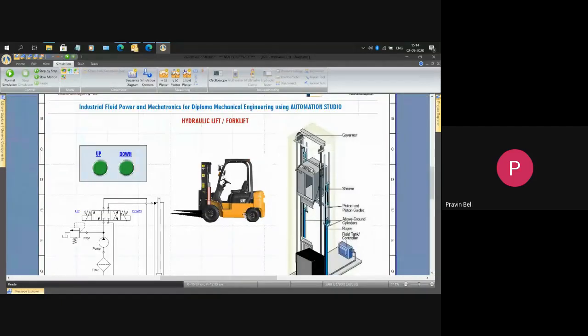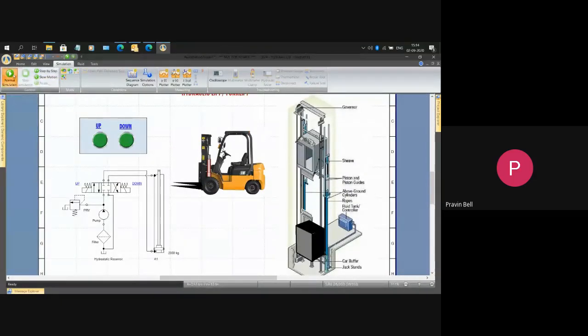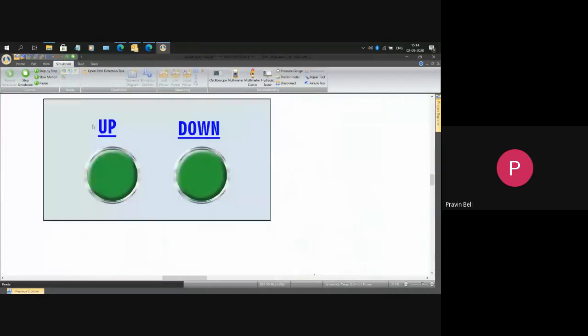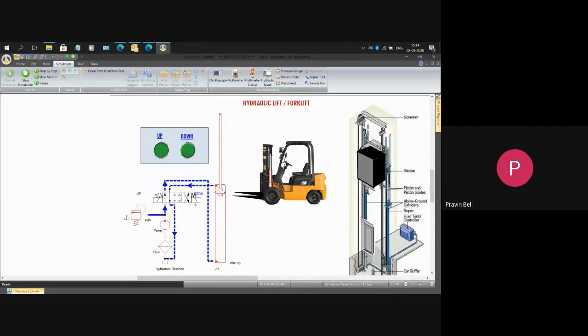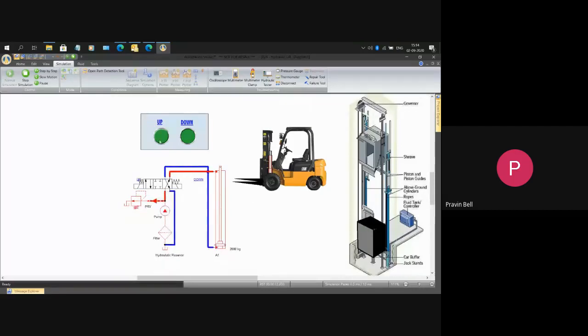In this case, you see these buttons here. These are from the HMI libraries in Automation Studio. Automation Studio has an HMI library. So I say up, I say down. So this is a hydraulic lift.